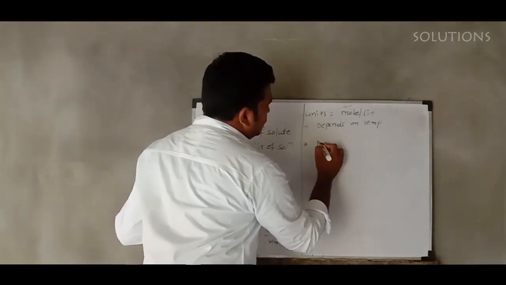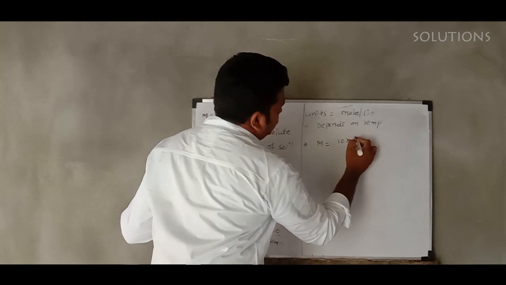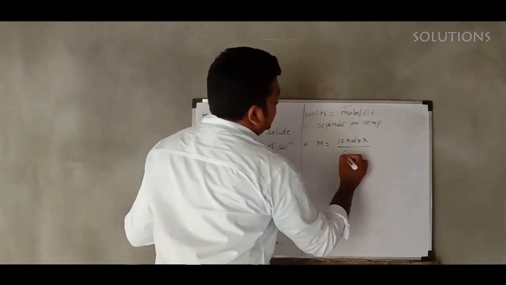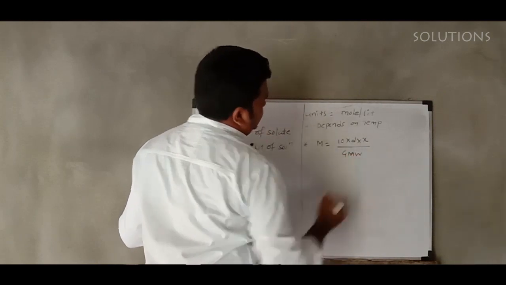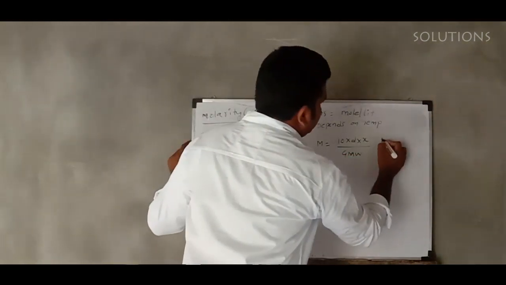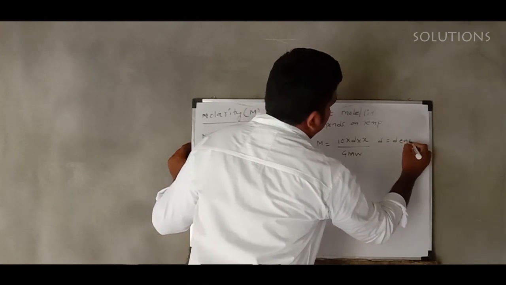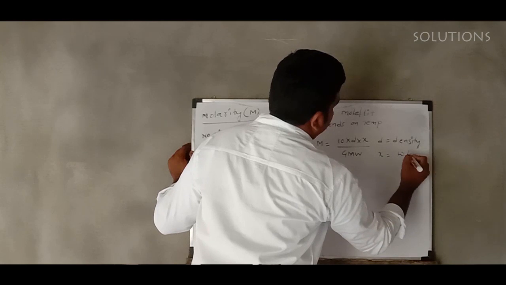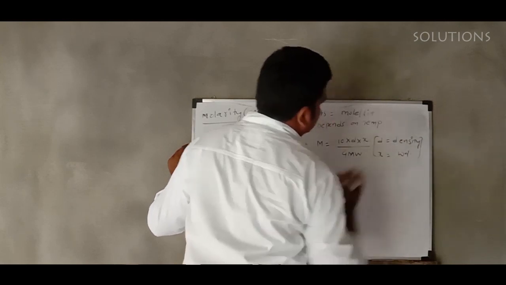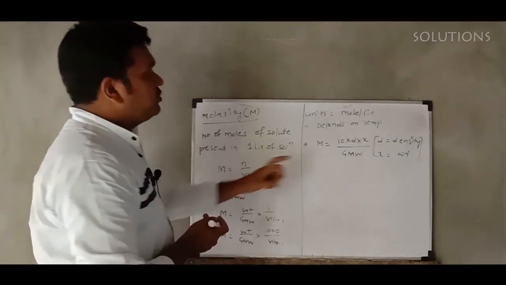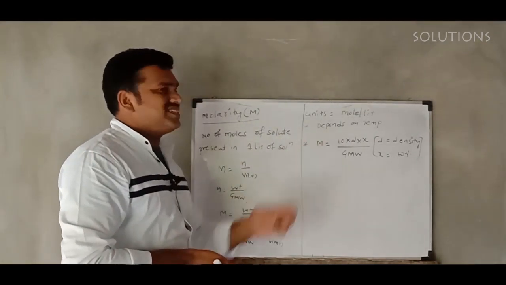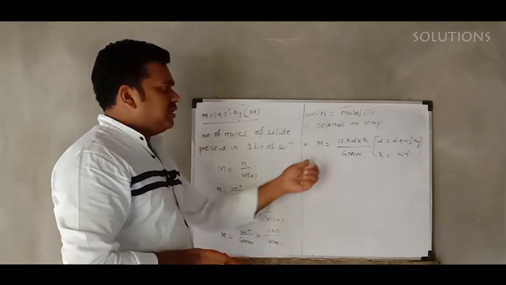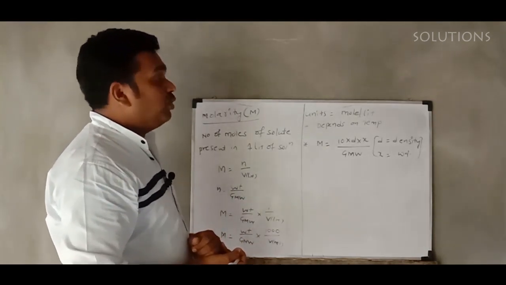Now here we can write the different formulas related to molarity calculations. I will write one formula here. Molarity M is equal to 10 into D into X by gram molecular weight. What does D mean here? D is equal to density, and X is equal to weight percentage. When the density and the weight percentage of the solute are given, we use this formula to find the molarity of the solution.